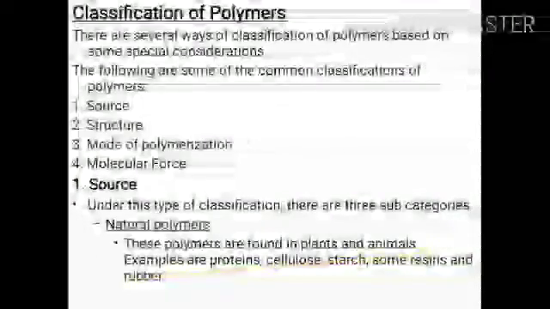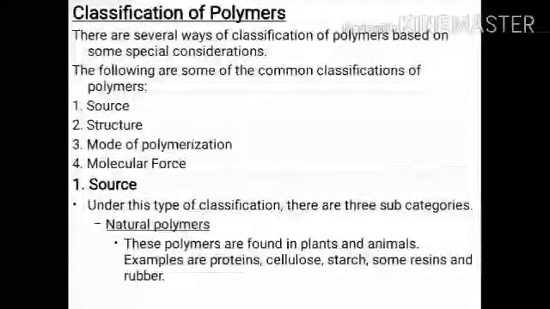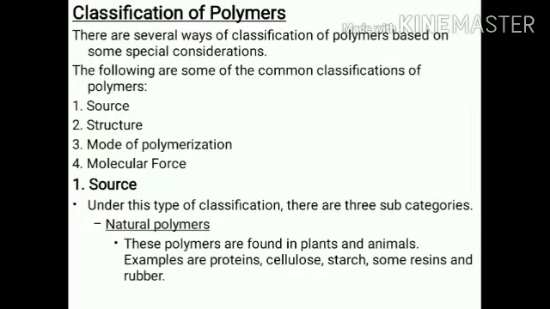Classification of polymers. We can classify polymers on the basis of source, structure, mode of polymerization, and molecular forces. There are four methods for the classification of polymers. First, source. Polymer is obtained from two sources: one is natural and the second is synthetic. So there are two types of polymers: natural polymer and synthetic polymer.